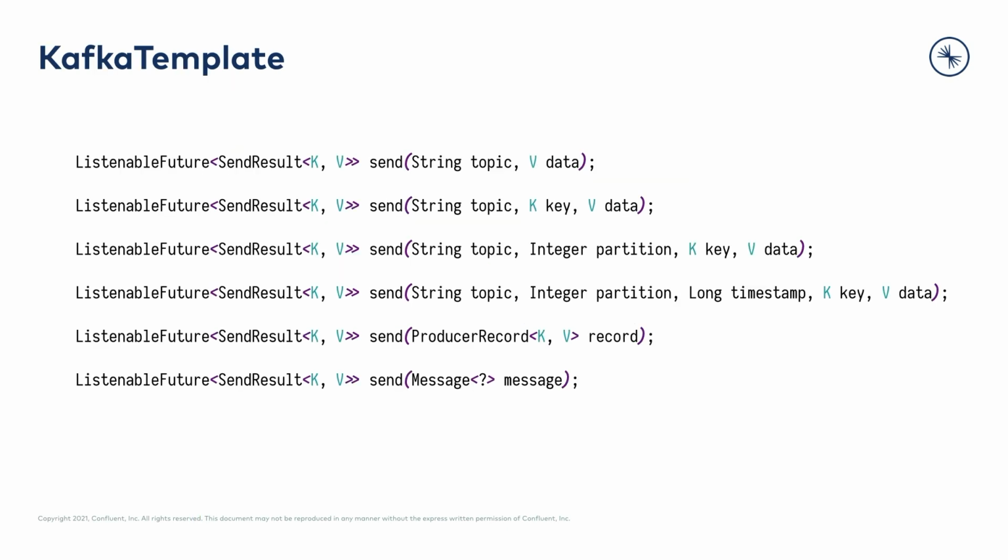I mentioned earlier that the Kafka template provides multiple different methods that allow you to focus on a particular use case. You can define a default topic in your application configuration, and in this case, you just use the send method that takes a value. Or you can define the topic for your message, and so on.